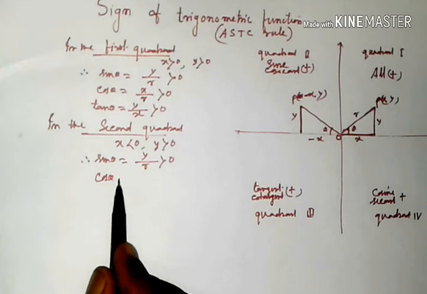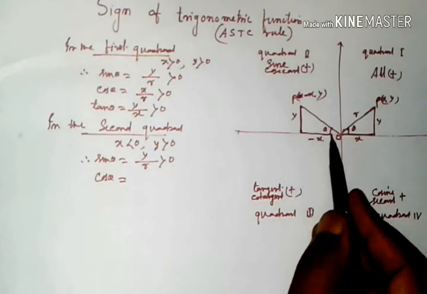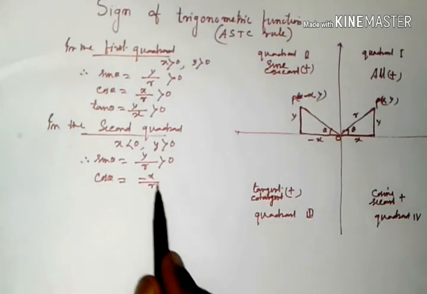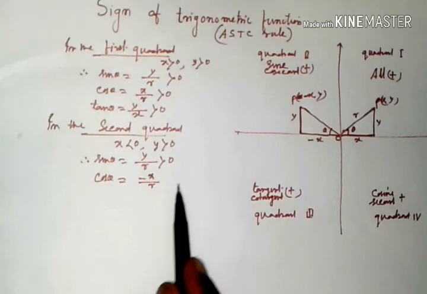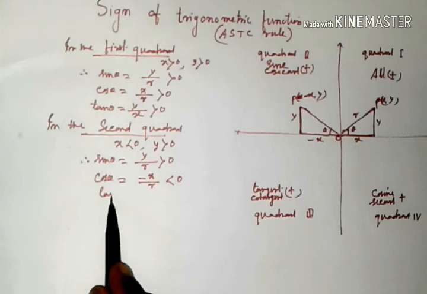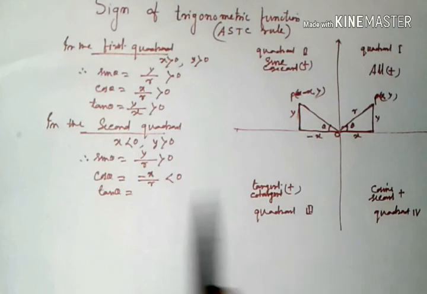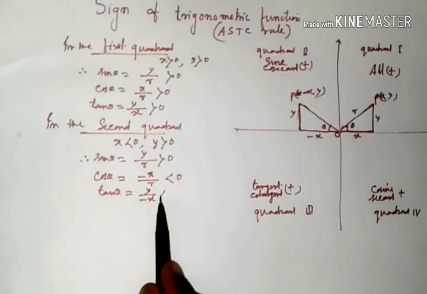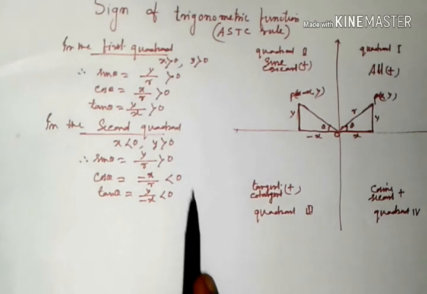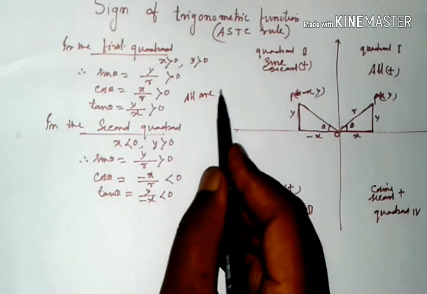Cos theta, this is base by hypotenuse, that is minus x by r, this is negative, less than 0. Tan theta, this is perpendicular by base, y by minus x, less than 0. Therefore, in the first quadrant, all are positive.